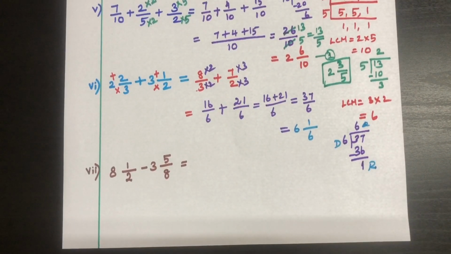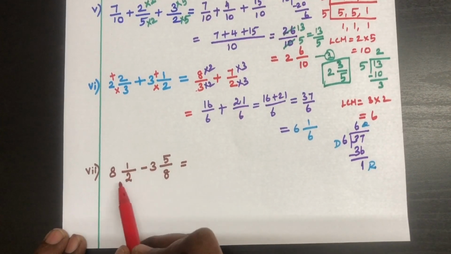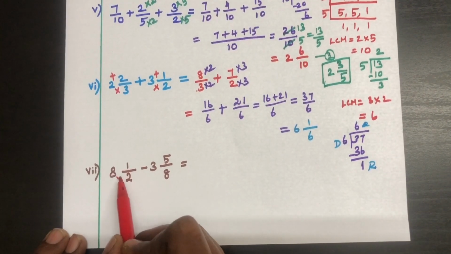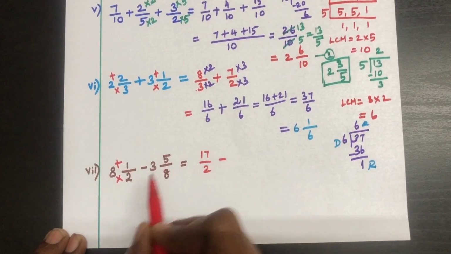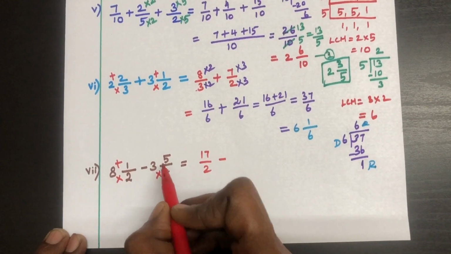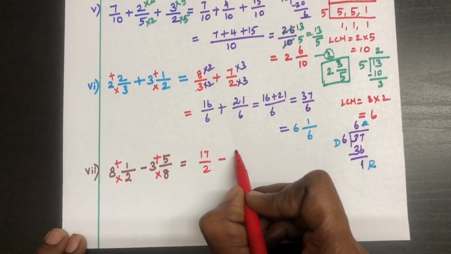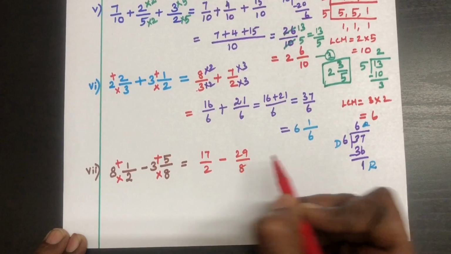Now we are going to do subtraction in the mixed fraction. See here, make it an improper fraction. 8 2s are 16. 16 plus 1 is 17 divided by 2, minus 8 3s are 24. 24 plus 5 is 29 divided by 8.